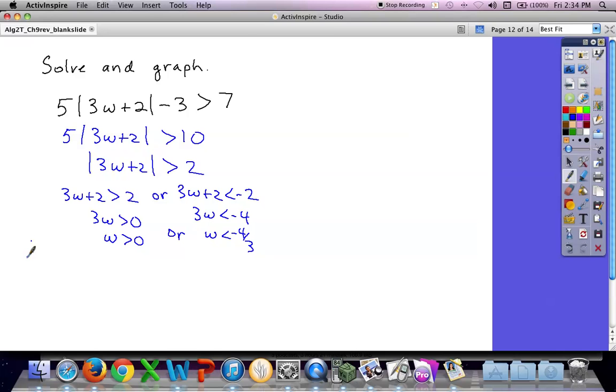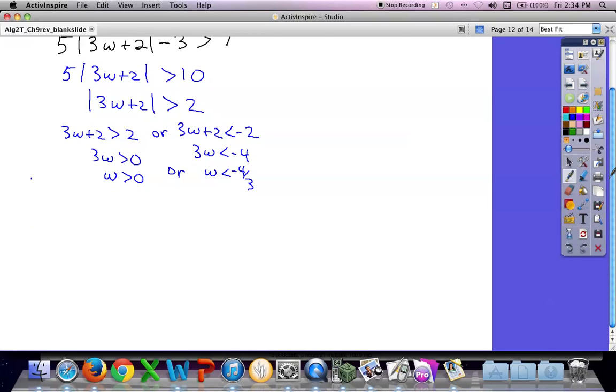And it says to graph. So here's the graph. So if W is greater than 0, open circle on W and shade to the right. Okay? If it's greater than, that means on the number line, greater means to the right. So shade it this way. And W is less than negative 4/3. Okay, that's in between negative 1 and negative 2, about right there.